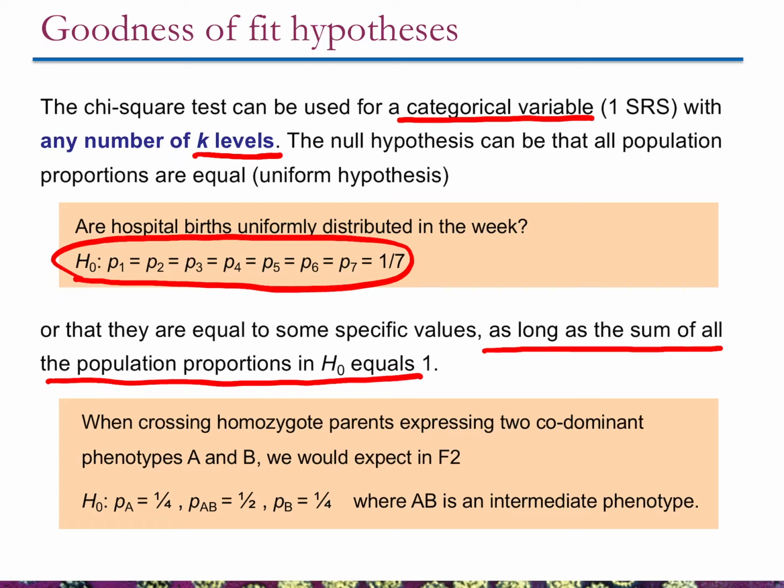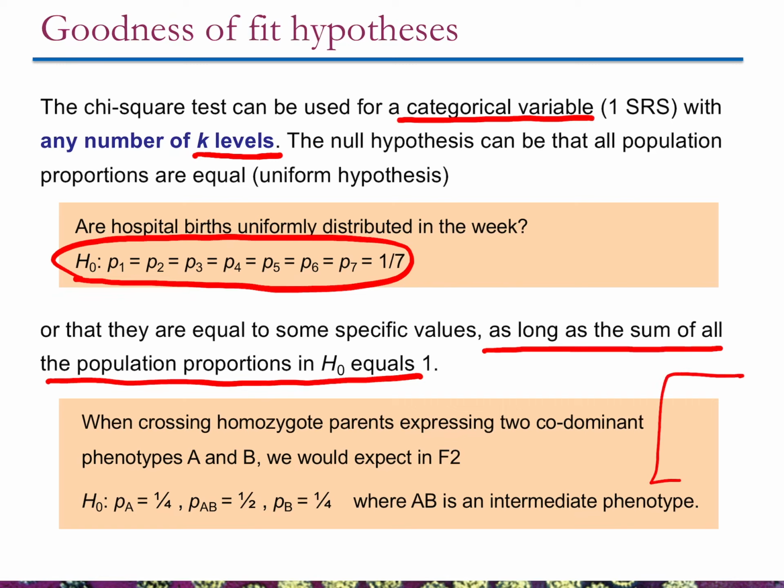So one thing that chi-square analysis is very often used for is in genetics, looking at the actual proportions of offspring with certain phenotypes compared to those that we expect to get based on, let's say, a Mendelian genetic model. As an example, let's say we're crossing homozygote parents expressing two codominant phenotypes. We would expect in the F2 to get the proportion of A phenotypes to be 1/4, AB phenotypes to be 1/2, and B phenotypes to be 1/4.